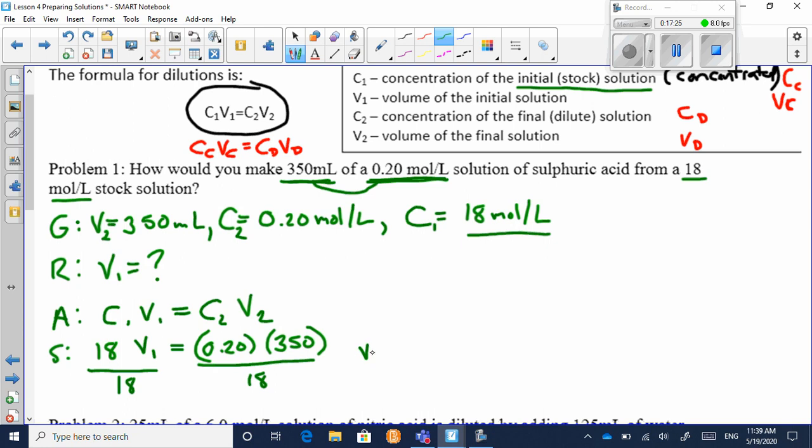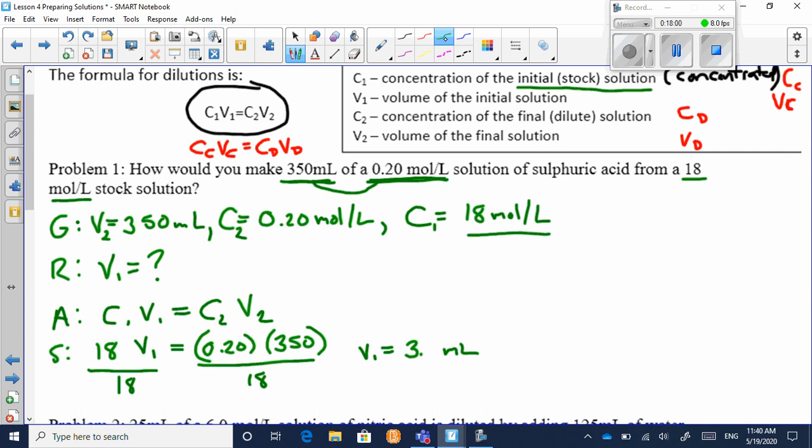And so my final V1 in this case is 0.2 times 350 divided by 18, and I get a really small number of 3.8 milliliters. Okay, so you just do 0.2 times 350 and then divided by 18, and it's 3.8 repeater, and so I should round that. I'm just going to fix that up. I should round it to 3.9.